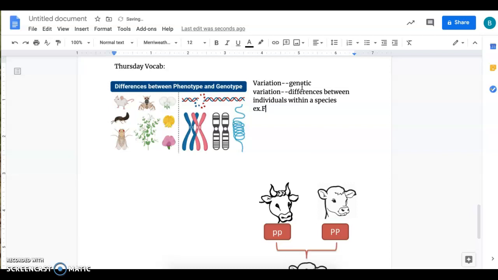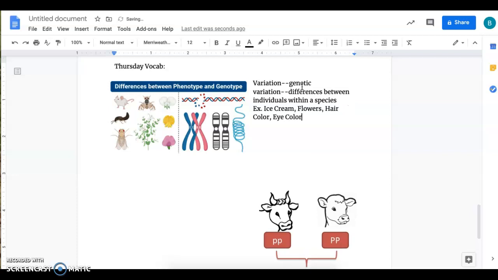Okay, so what did I say? Ice cream, flowers. You could also say stuff like hair color. There's lots of different hair colors, and you can either have blonde, brown, black, or red, and you can also have mixtures, like my hair color is currently brown and blonde. So there's a lot of variety in things like hair color, eye color, things like that. So genetic variation is basically how one species looks different from each other. They don't all look completely identical, so there's a variety.